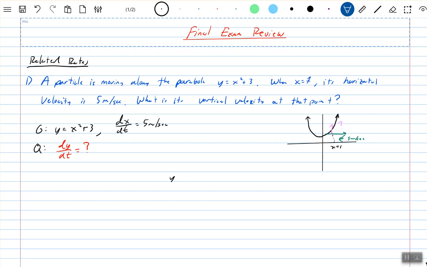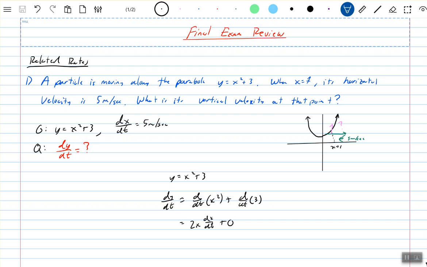So we know y is equal to x squared plus 3. Now we need to differentiate with respect to time. So we get dy/dt is equal to d/dt of x squared plus d/dt of 3. Well, that's just going to be 2x dx/dt. That's from chain rule and implicit differentiation, plus 0. Why 0? Because the derivative of a constant is 0. Just is. It always is. So we have dy/dt is equal to 2 times x dx/dt.